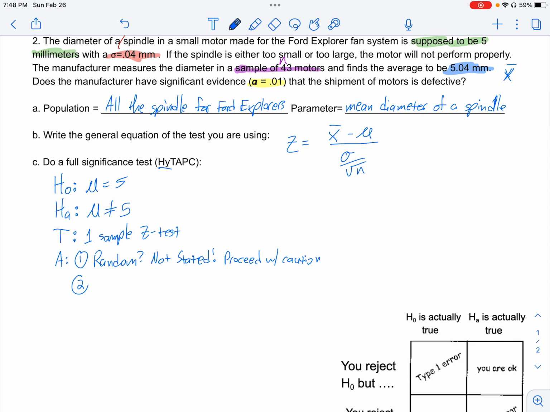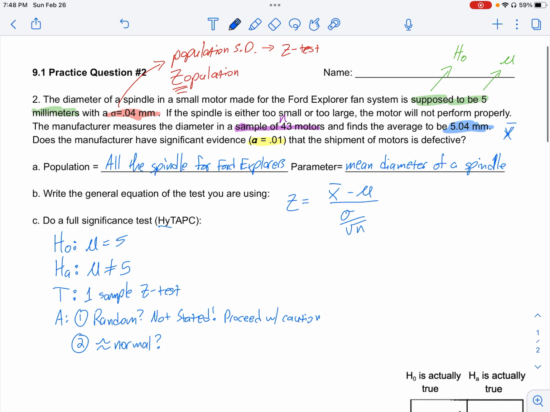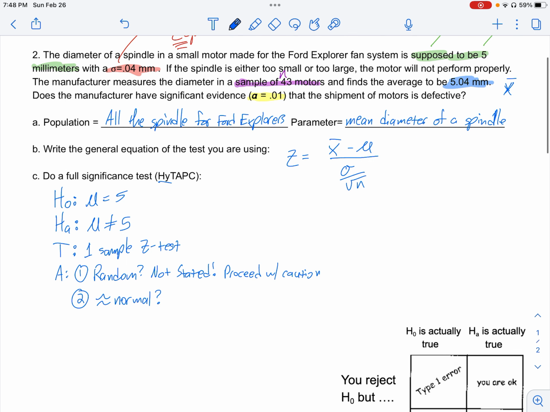Number 2, is it approximately normal? Now remember, when we are doing a sample mean, because we're doing an average, we're doing a mu, right? This is the central limit theorem, CLT. So our sample size is 43, and that is big enough. 43 is greater than 30, so we're good.